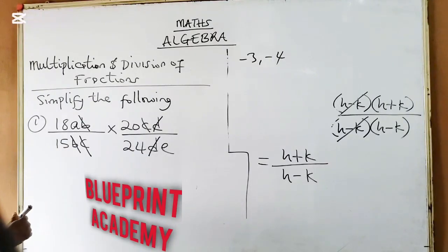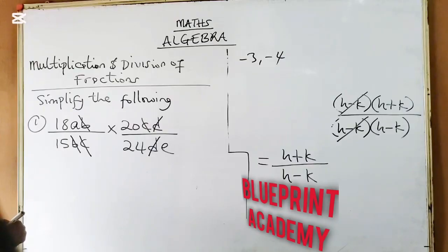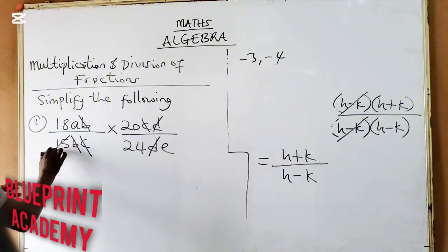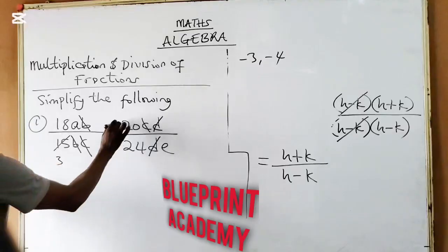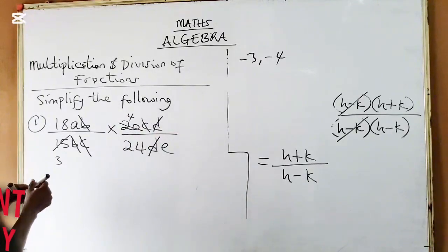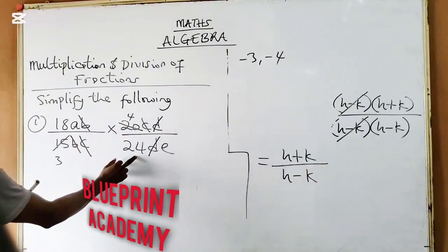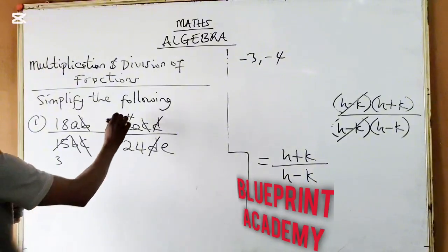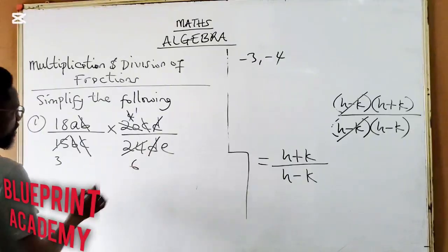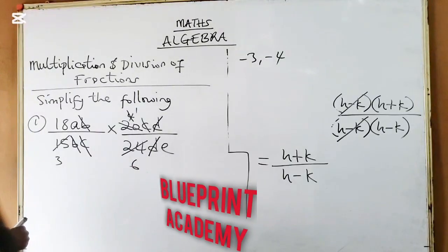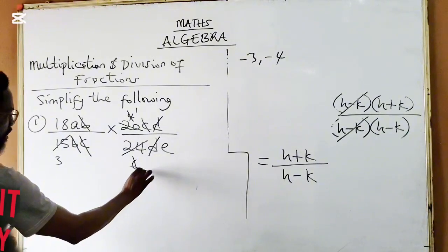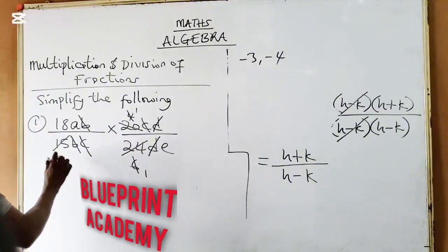So the next thing is, we look for what we can use to divide. 5 can divide here. 5 into 15 is 3. 5 into 20 gives us 4. 4 can divide this one down, the numerator and the denominator. 4 going into 4 is 1. 4 into 24 gives us 6. Then this 6 in the denominator, divided by 6, gives us 1.